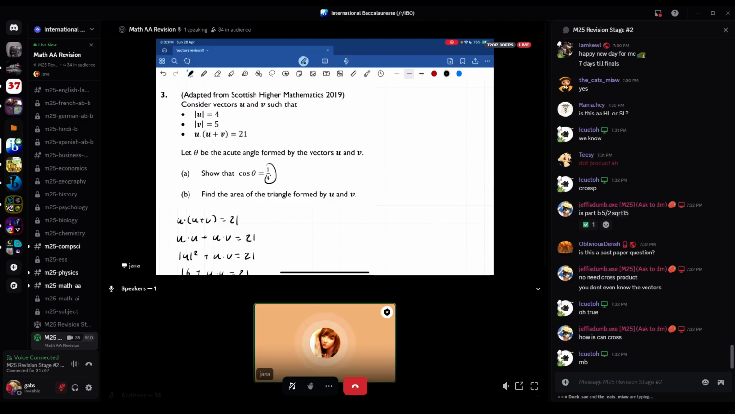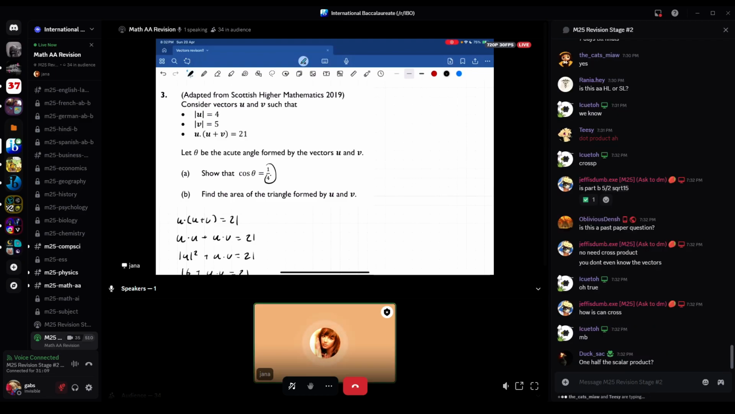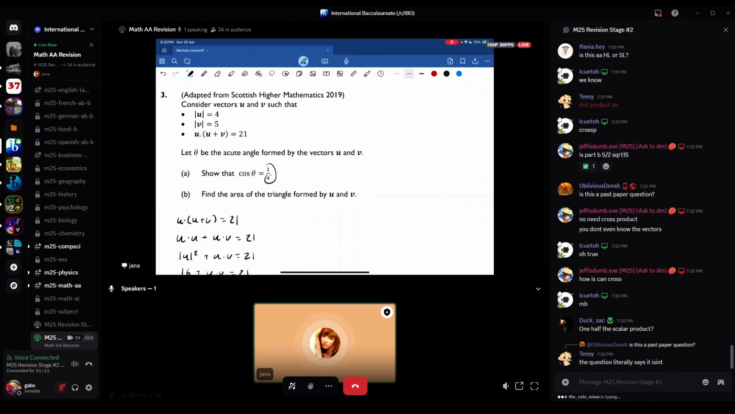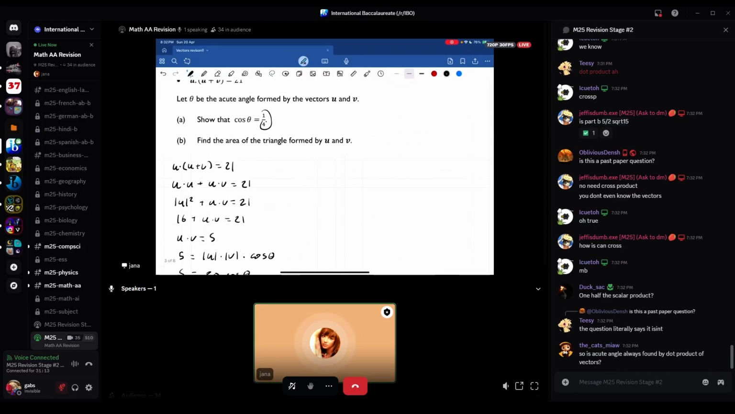Well, it's not exactly the cross product, but it is the cross product. Remember how you can express it as the magnitude of u times the magnitude of v times sine theta. That's how you do it.